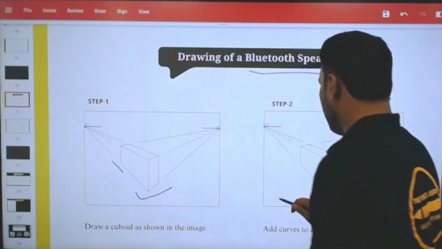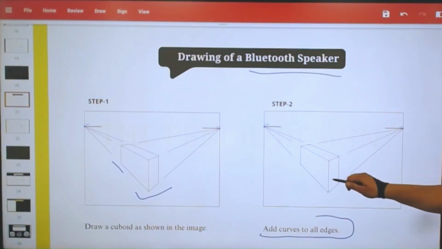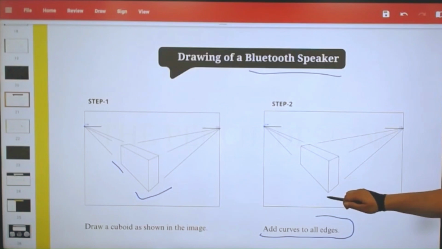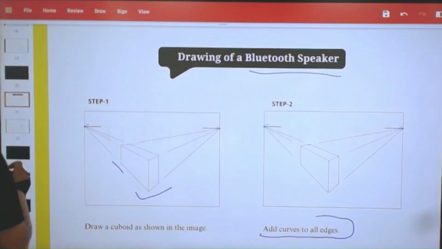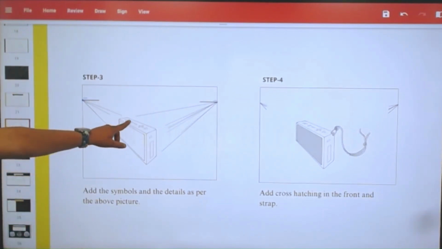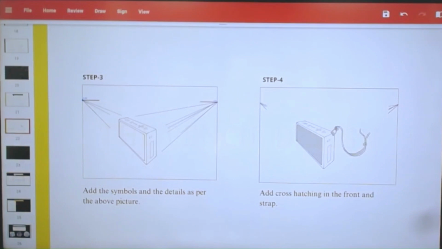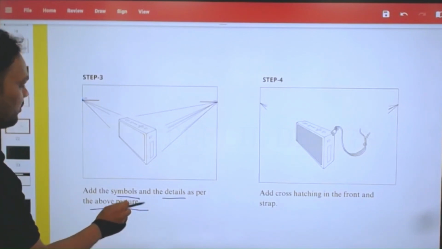Now इसमें क्या किया है? Add curves to all the edges. So all the edges you see, you can add the curves to make it look more realistic. Step 3, you can add the details like this. Add the symbols and the details as per the above picture.